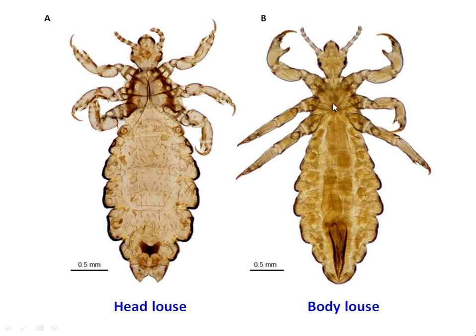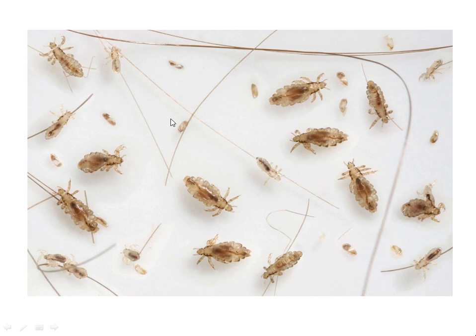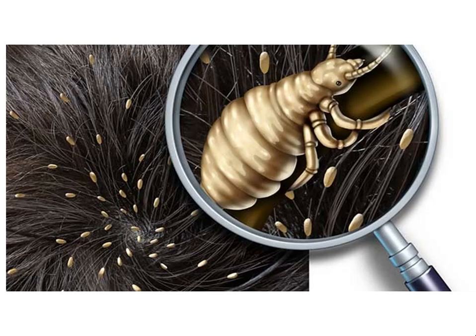That too in the first pair of appendages only. So there is some difference. A forceps-like structure is present in the body louse, and only a sharp elongated claw is present in the head louse. This slide shows the distribution of head lice on the human skull. Again, the magnified view of the head louse.